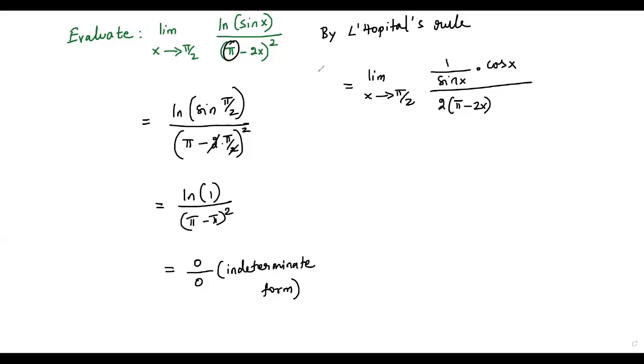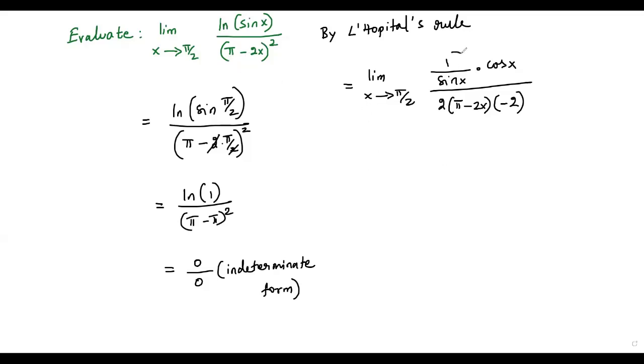So pi is a constant. When I find the derivative of this pi, it will become 0. When I find the derivative of this negative 2x, it will just become negative 2, because with negative 2x we keep the constant as it is. The derivative of x is just 1. 1 times negative 2 is negative 2. And this pi will become 0 when I find the derivative because it's a constant.